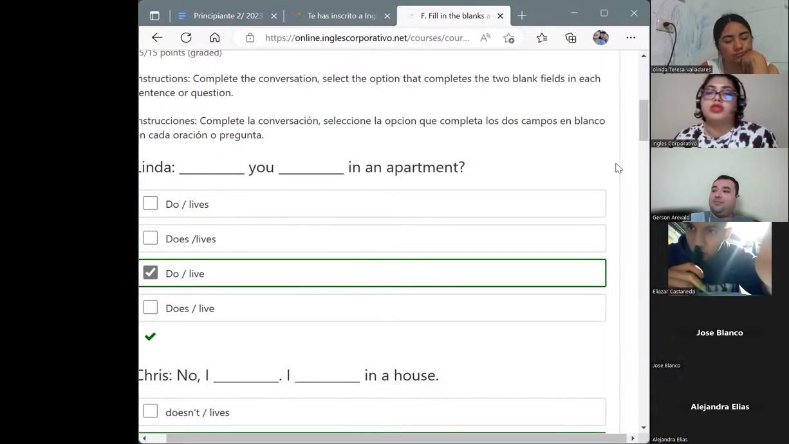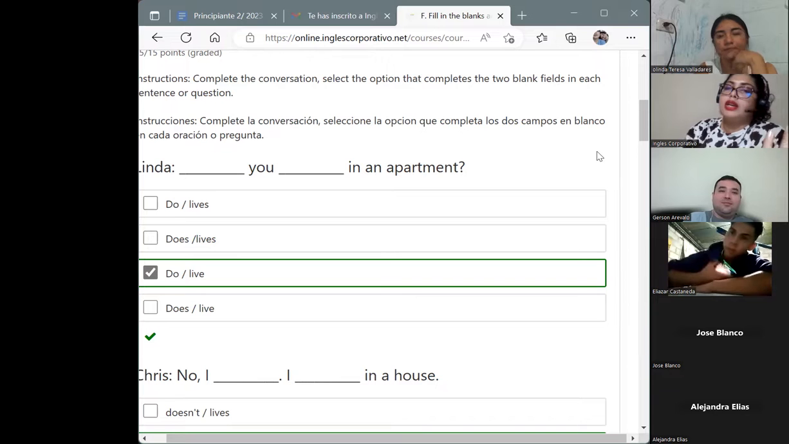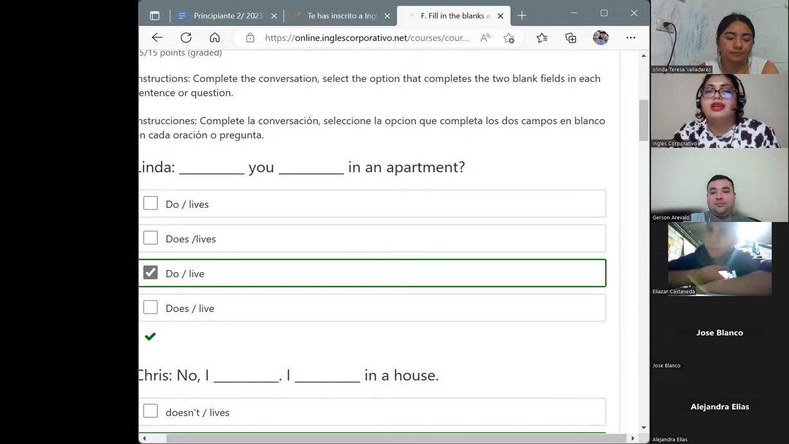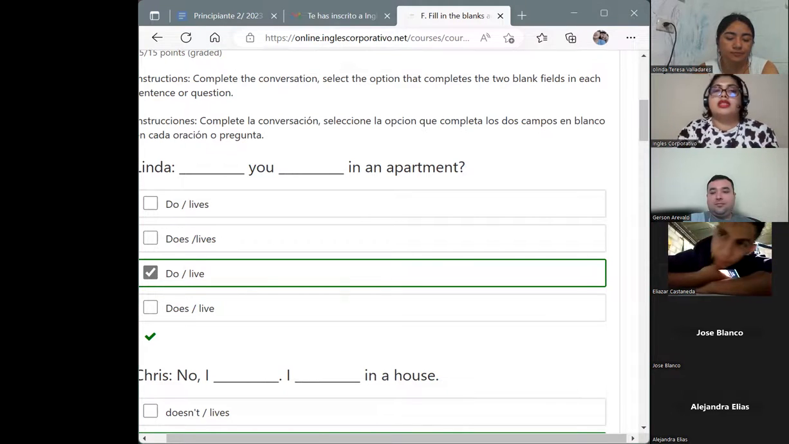Hay muchos de ustedes que tal vez ya saben muchas cosas sobre el idioma, but this is like something that can function as a review.